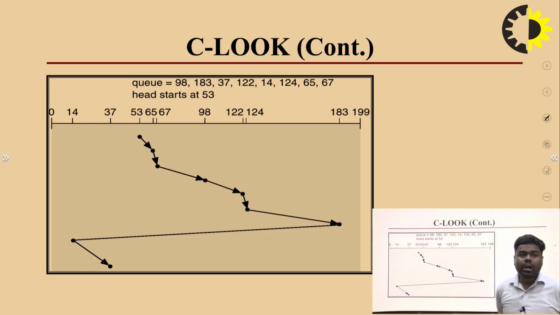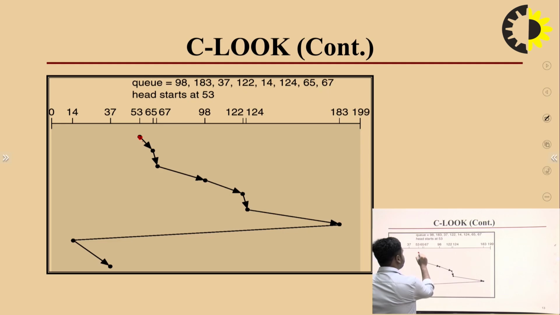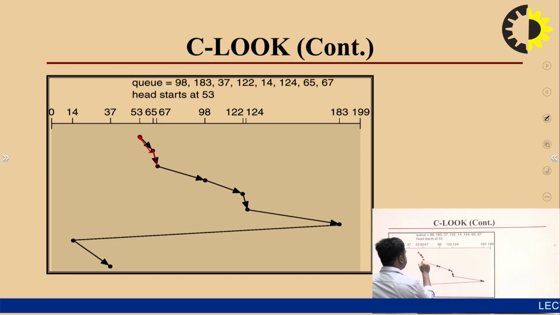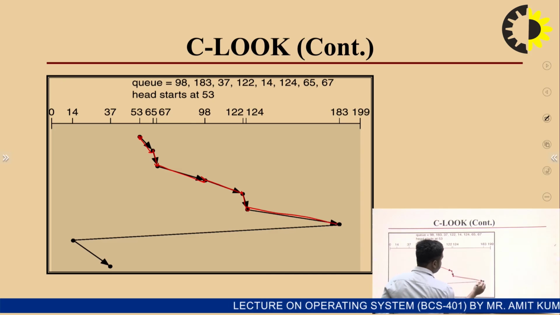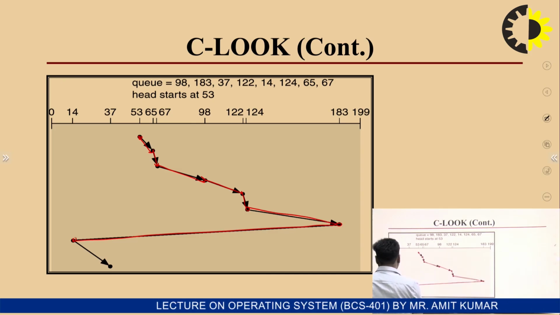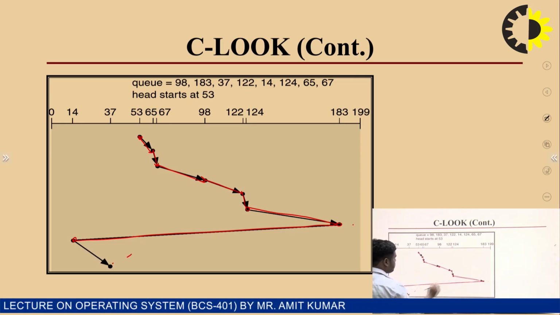How are we going to do this? I am going to explain. The head starts from 53. As the 53 has been given as the head start, it goes 53 to 65, 65 to 67, 67 to 98, 98 to 122, 122 to 124, 124 to 183, 183 to 14, because you can't go to the 37 part, because it will start from the last end point to the first point.